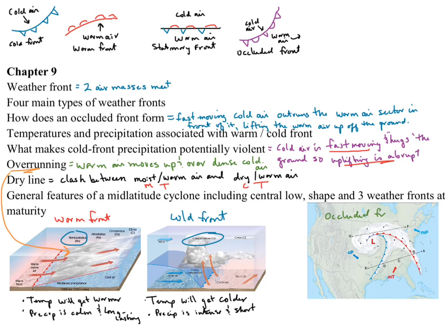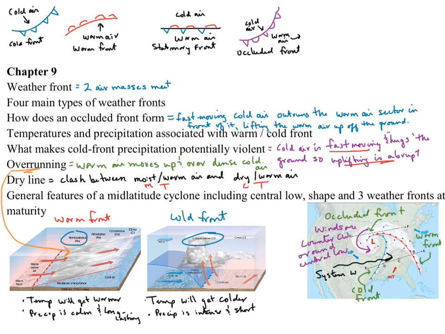The last one is the mid-latitude cyclone. I brought in a figure from your textbook. Know the three fronts, and maybe even be able to draw this. Put it on your note card: a mid-latitude cyclone at maturity. We have the occluded front around the low, and coming off the occluded front, we have the cold front and the warm front.